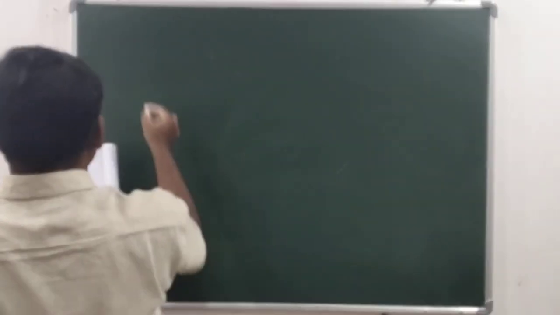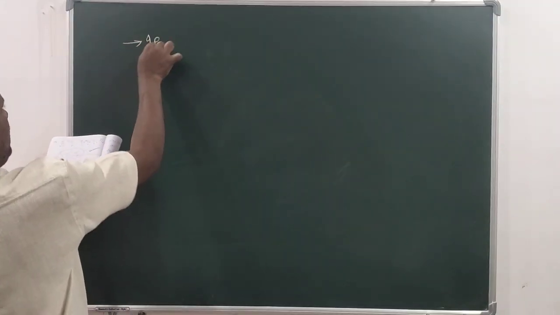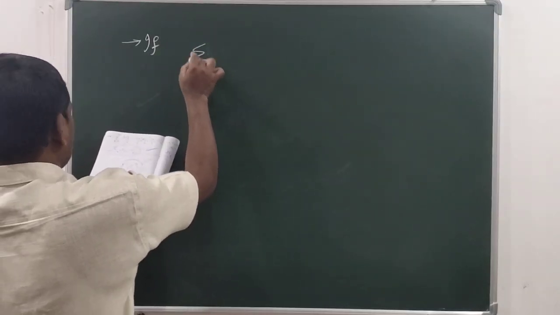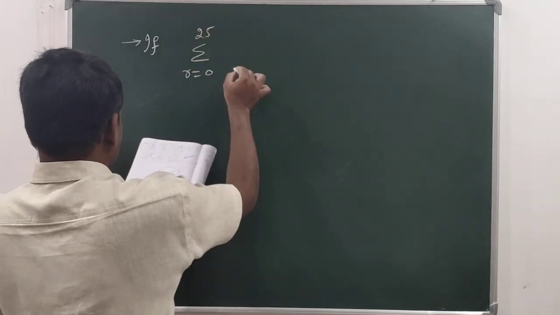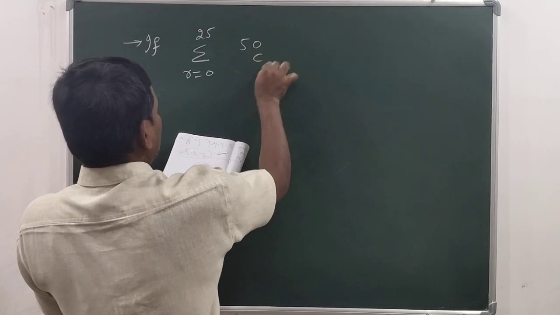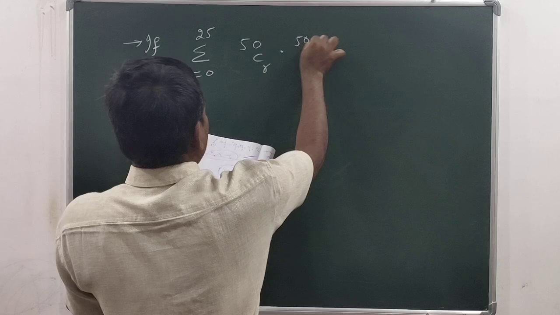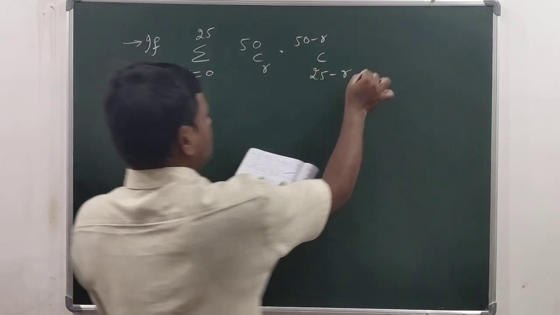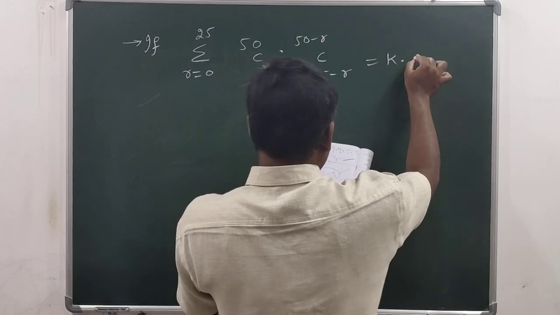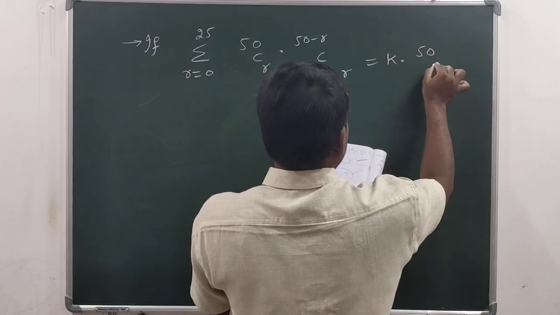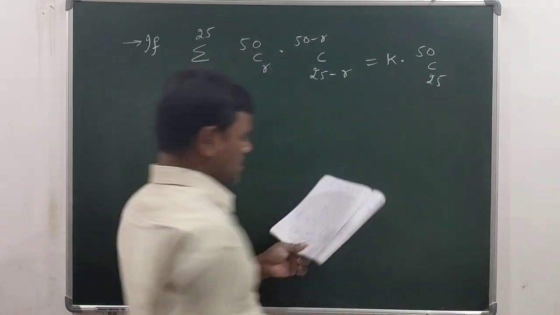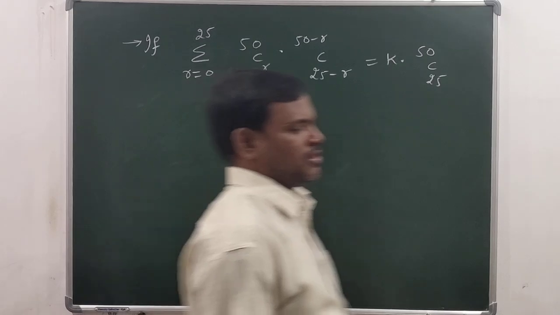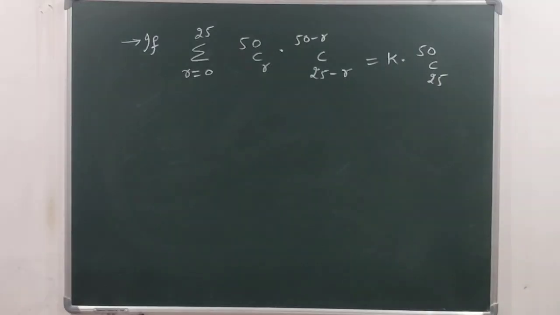See, if summation r runs from 0 to 25, 50Cr into (50 minus r)C(25 minus r), which is equal to K into 50C25. Then K is equal to how much? This is the question. Now tell me, how do we do this?